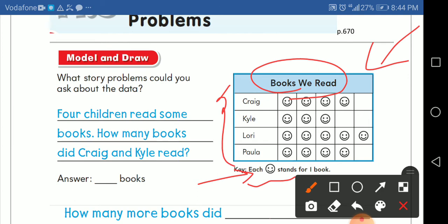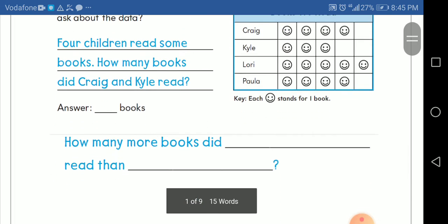So if I ask a question, what story problems could you ask about the data here? If I have this question, four children read some books. How many books did Craig and Kyle read together? So Craig and Kyle, we got 1, 2, 3, 4, 5, 6, and 7. So they read together 7 books.